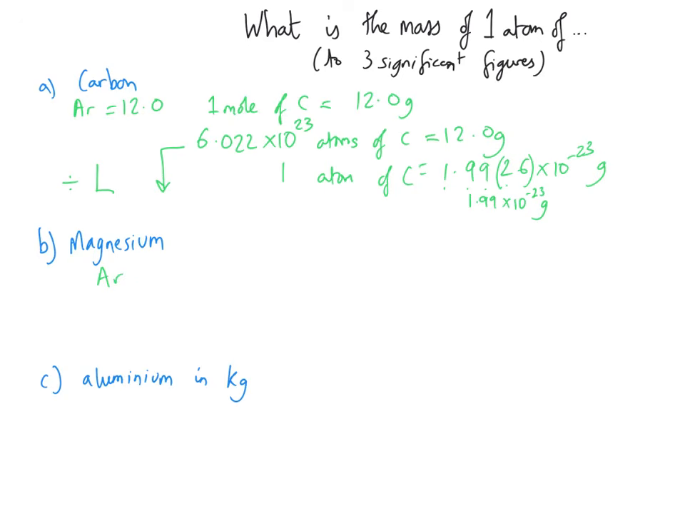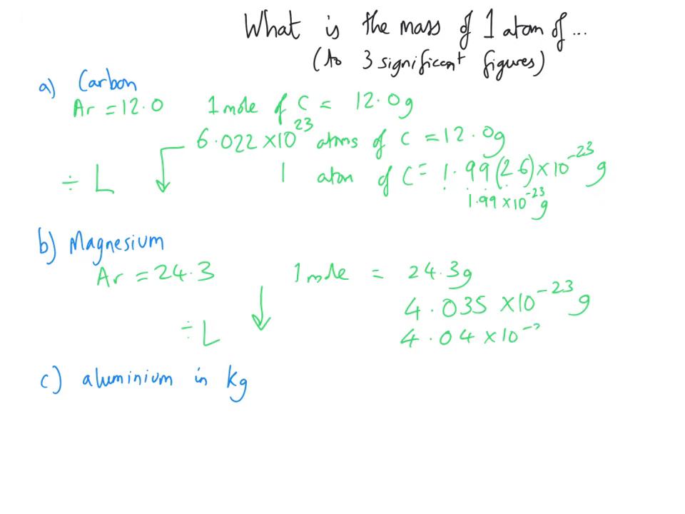Magnesium, doing these ones faster, the AR is 24.3, so that is the mass of 1 mole. So 1 mole equals 24.3 grams. So we divide both sides by Avogadro's number, and we get a mass of magnesium of 4.035 times 10 to the minus 23 grams, which then we need to round to 3 significant figures to 4.04 times 10 to the minus 23 grams. So remember, we're dividing by Avogadro's number for the mass.